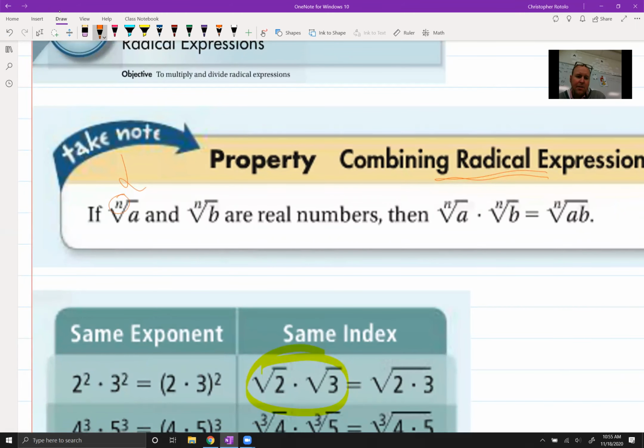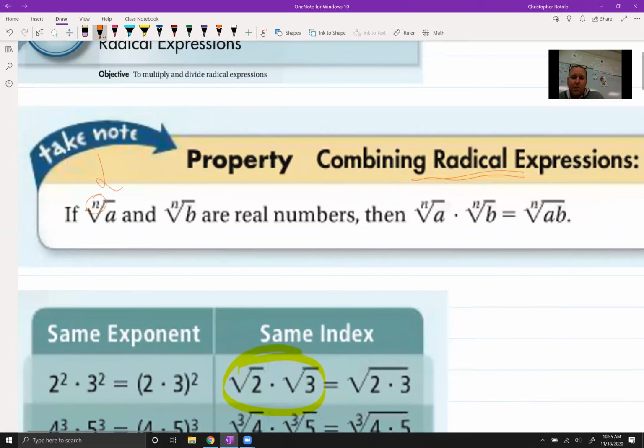This is the index. So this tells me the 1/2 power, the square root, those types of things. This tells me the root. When we're simplifying radicals, it tells me how many to look for. If it's a square root, I'm looking for pairs of 2. Cube root, groups of 3. Fourth root, groups of 4.